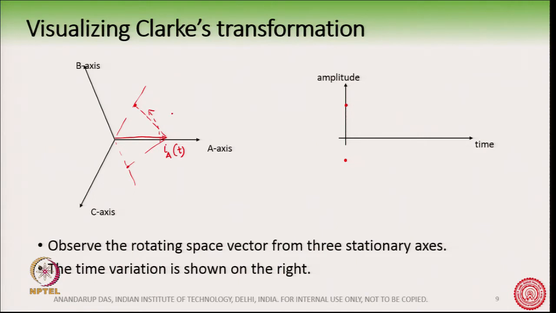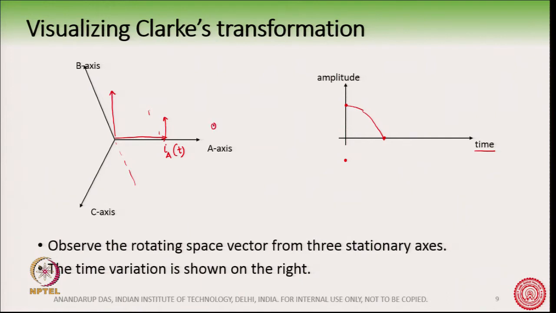Now, as this vector I A t starts to rotate, what will happen? The projection on the A axis will start to reduce in magnitude, like this, and eventually when the vector is here, the projection becomes 0 on the A axis. On this diagram we are seeing this with respect to time.